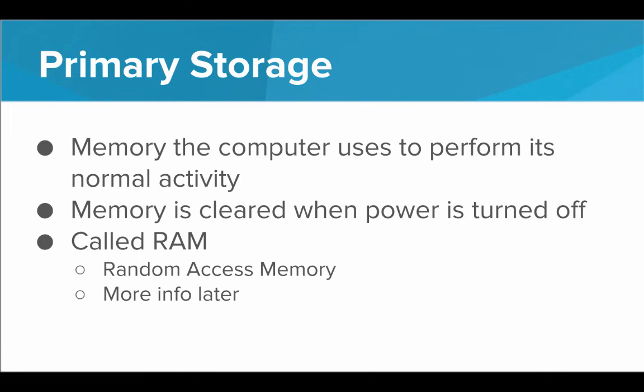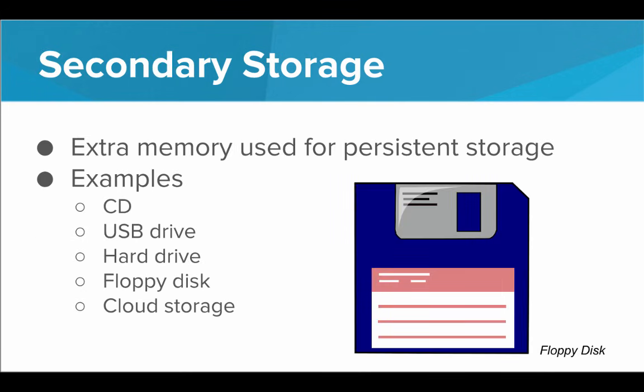This memory needs power to be on in order to work. Now, this memory is called RAM, which stands for Random Access Memory, and we'll get to more info on this later. But this memory is very, very quick to access, but it needs power, and it's constantly changing. Then we have secondary storage. Now, this storage is extra memory used for persistent storage. So this is where we can store things permanently.